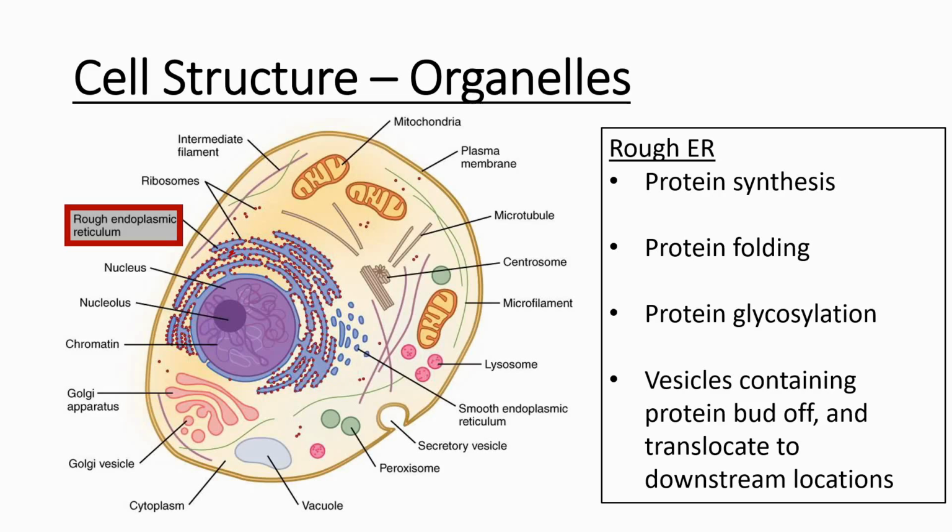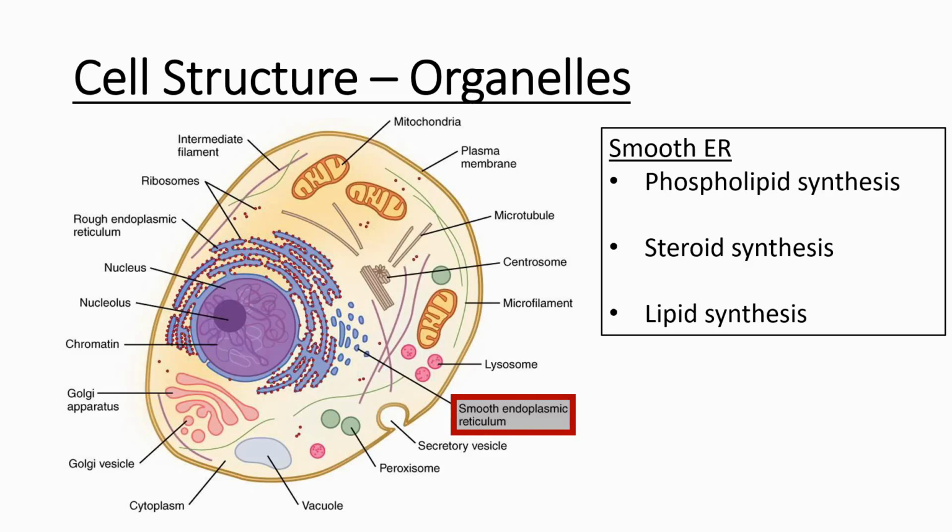Also, some proteins, when they are synthesized at the rough ER, become transmembrane proteins. They embed in the membrane, they cross the membrane of the rough ER. And these proteins are normally destined to become transmembrane proteins at the plasma membrane.